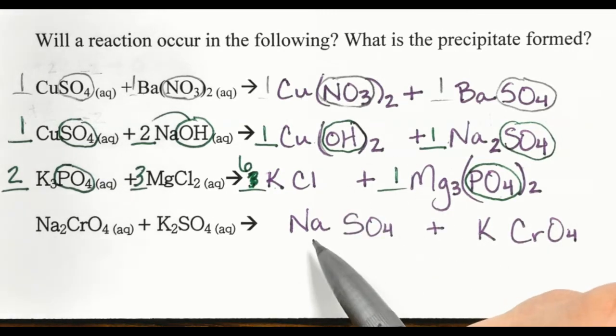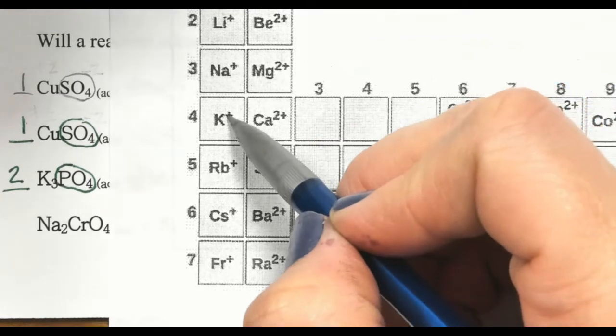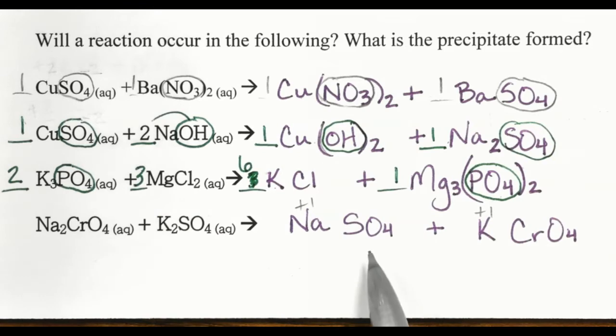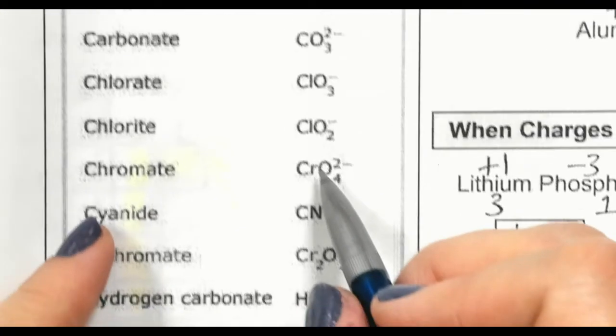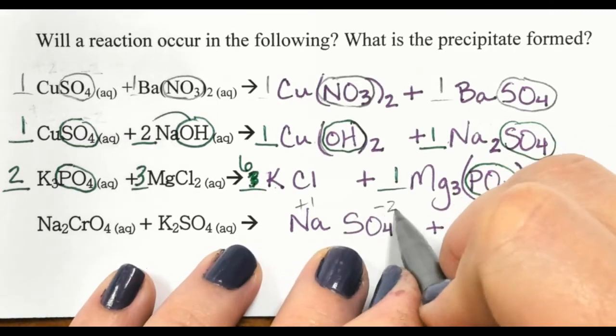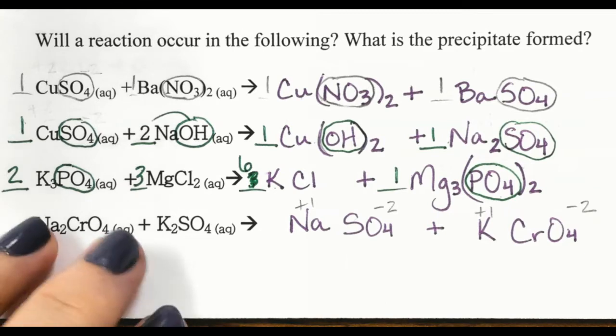I'm going to go find sodium and potassium because they're both in the same family. So over here we have sodium is +1 and potassium is also +1. So +1, +1. And then in your list of polyatomic ions, sulfate or SO4 is here. It has a -2 charge. And chromate, CrO4, is going to be up here. It also has a -2 charge. So -2, -2.